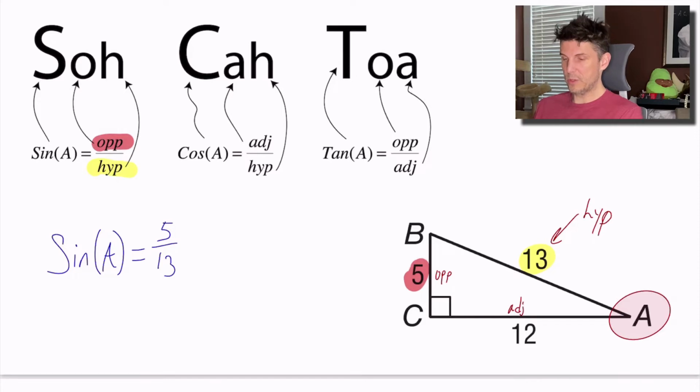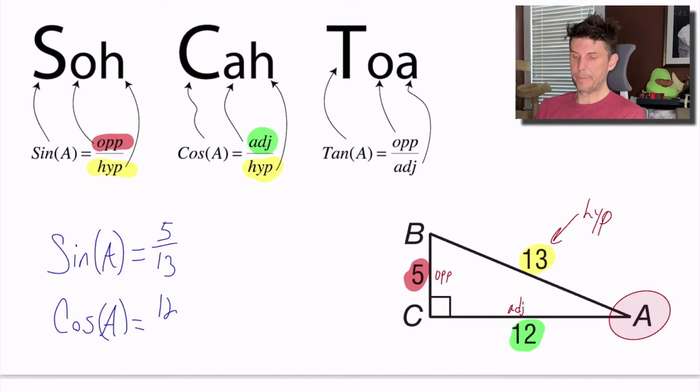All right, moving on. Let's do cosine. Let's keep our highlighting going. Hypotenuse is yellow, and then adjacent, let's make that green. So cosine is going to be adjacent over hypotenuse, or in this case, green over yellow. So cosine of A equals 12 over 13. Lovely. And one more.